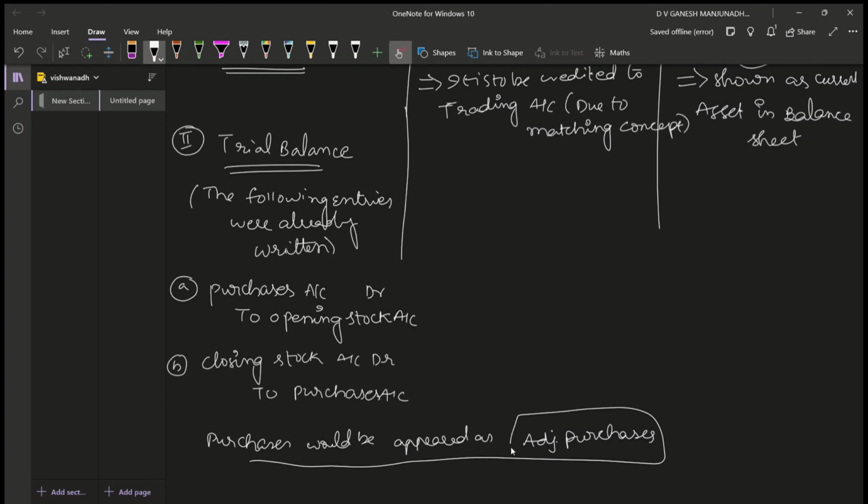If you see the word adjusted purchases in trial balance, then you need to think that the purchases is added with opening stock. The opening stock has already been adjusted to the purchases, and this closing stock will be shown in the trial balance. Okay, that is already been adjusted to purchases. Okay, the purchases would be appeared as adjusted purchases when it is given in trial balance. So what we need to do here? So let us see here.